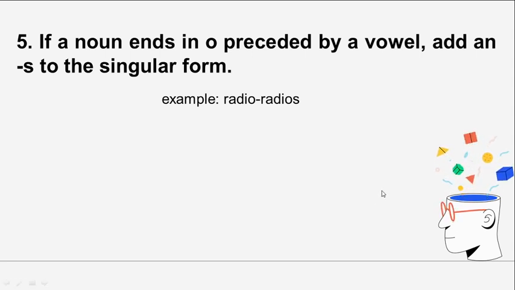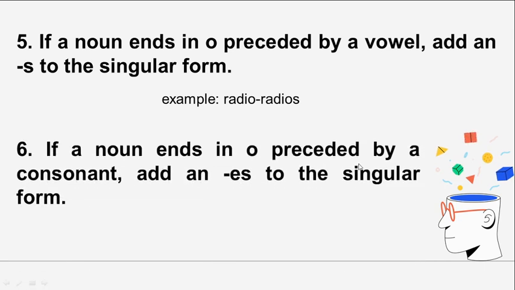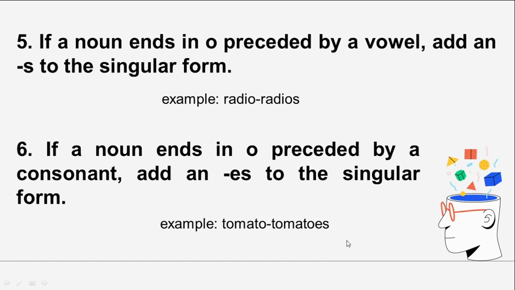Okay, that's a good example. Next, number 6. What if the noun also ends with the letter O but is preceded by a consonant letter? If that's the case, you need to add ES to the singular form. For example, tomato. It will be tomatoes. As you can see, it ends with letter O and is preceded by a consonant letter. That's why we added ES at the end of the singular form.